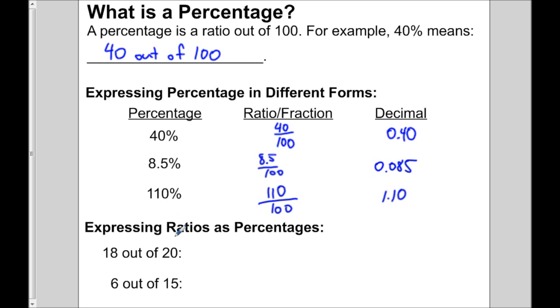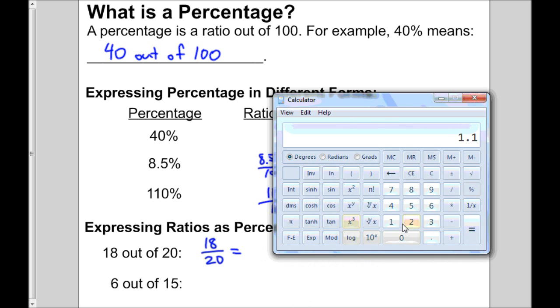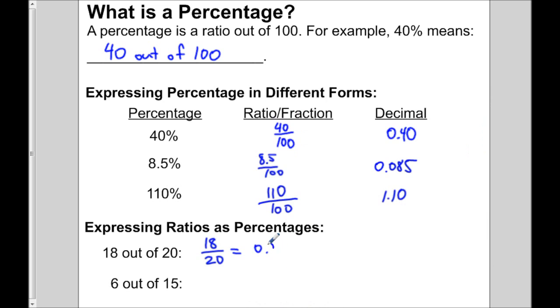But right now, we can also turn ratios into percentages. So 18 out of 20, right, looks like 18 out of 20 like this. So if we divide the two, it turns into 0.9, which is really 0.90.